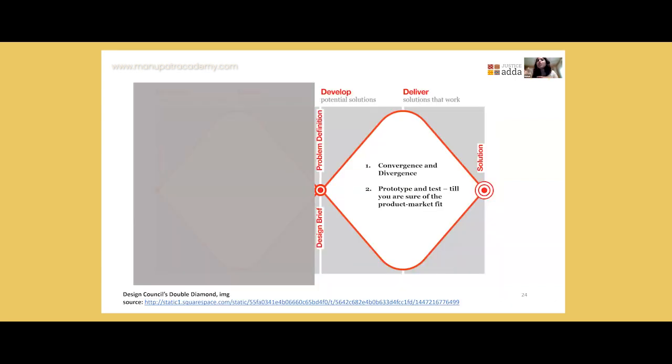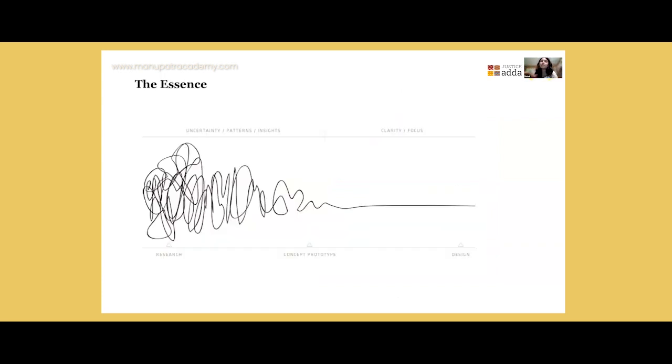And then the second part, or the second diamond, is really, again, going through the divergence and convergence process, where you try and go through as many potential solutions or as many ideas as possible before you actually decide maybe that this is the one solution that I want to develop. So before you put your foot down and say, okay, this is it, this is what I believe in, and this is what I'd like to develop, the idea is to go as broad as possible.